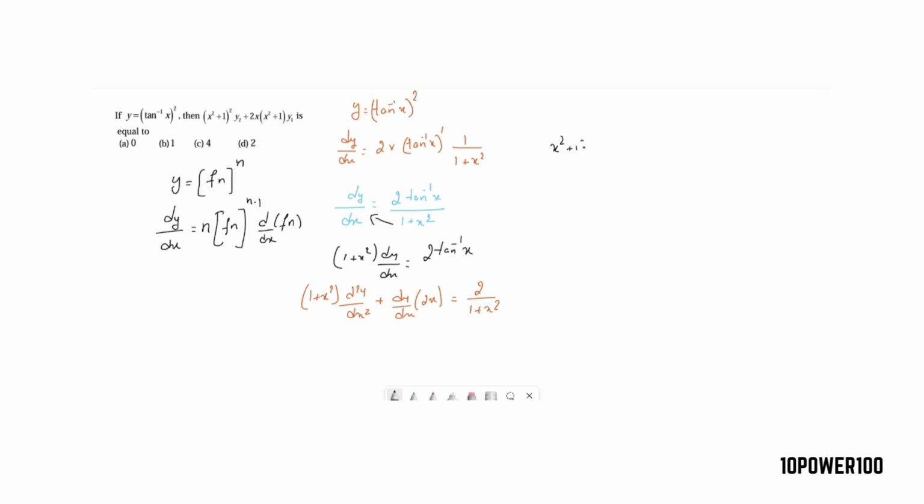So this becomes x square plus 1 the whole square into y2 plus 2x of x square plus 1 y1 is equal to 2 by 1 plus x square into 1 plus x square, both of them get cancelled out. The final answer is 2 is left out. So we can conclude that option D is the right answer, children.